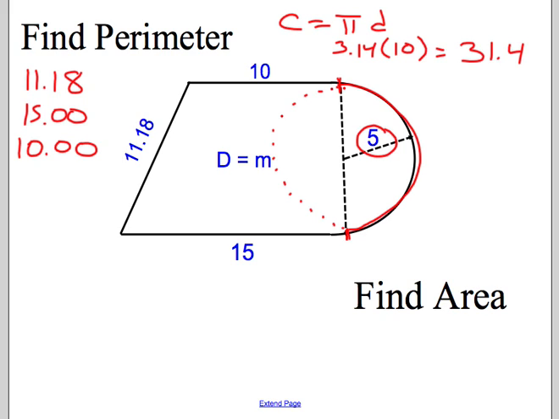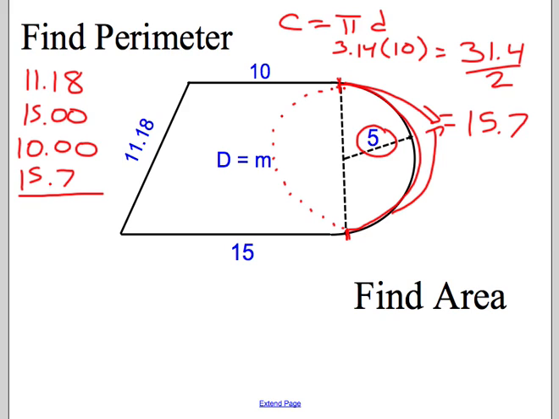Okay. All right, so that's the 31.4, the circumference of the full circle. So A-Ray, what do I need to do to find just the semicircle part? Divide it by 2. Just like we do on a triangle, our formula says divide by 2. When we have half of a circle, we divide by 2, and that is 15.7. 15.7 is this length right here. Okay. So I'm going to add that to my perimeter because that is part of the distance around.